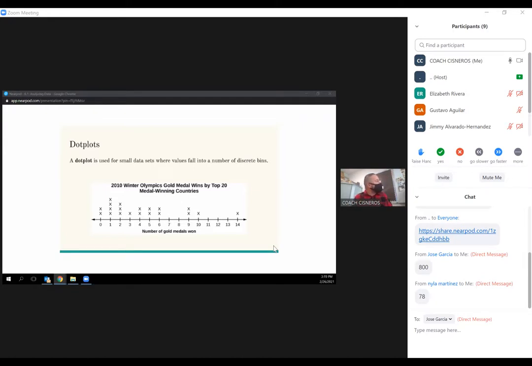Here's a dot plot for the top 20 gold medal winning countries, or medal winning countries in general, and how many gold medals they won in the 2010 Winter Olympics.